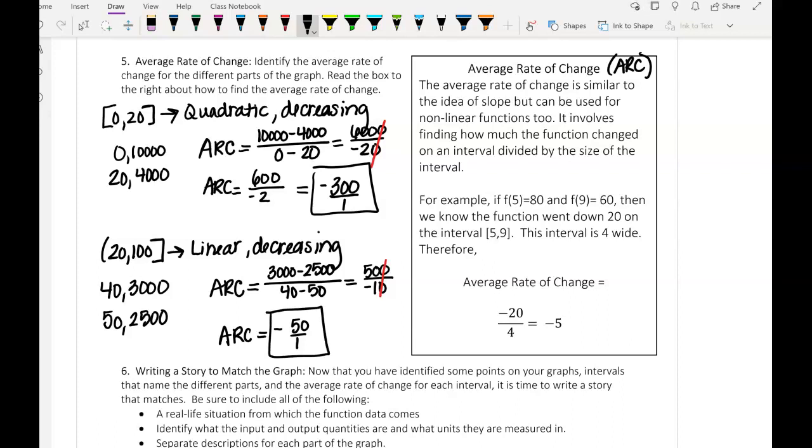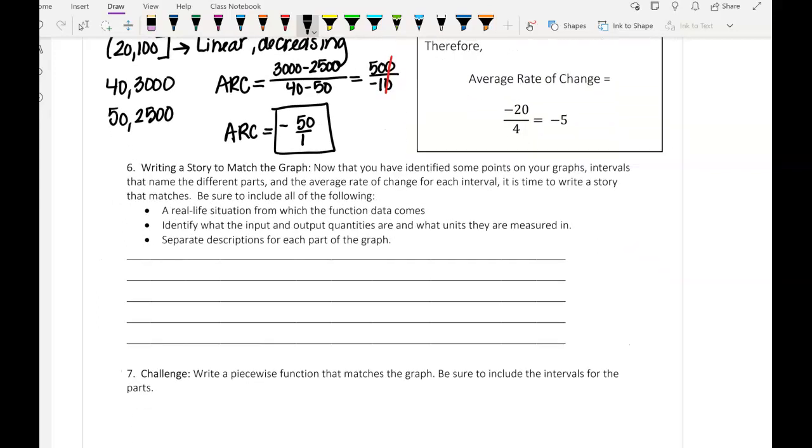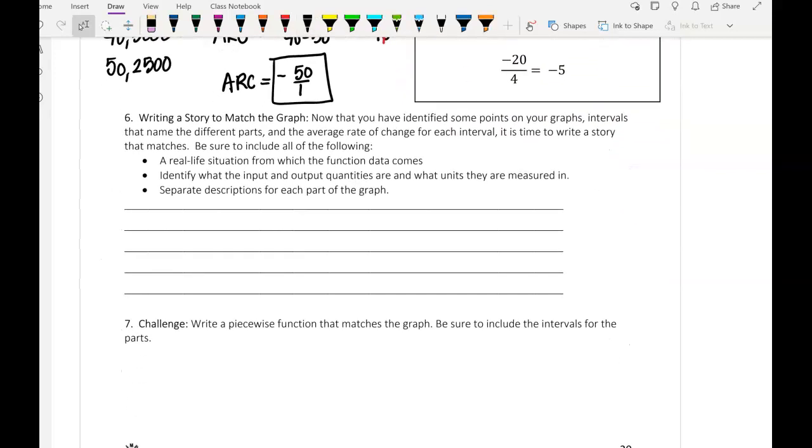So again, it's not saying it's necessarily a slope, though in the second part, because it's linear, that negative 50 over 1 does represent slope. But the negative 300 over 1 is not a slope. It is just an average rate of change. So now we've done all the math that goes with the graph. Now is what you guys get to do. You get to write a story to match the graph.